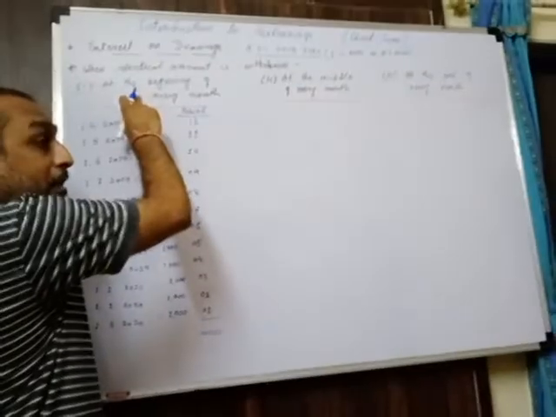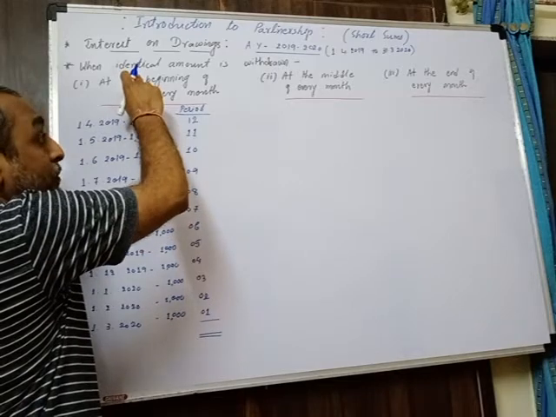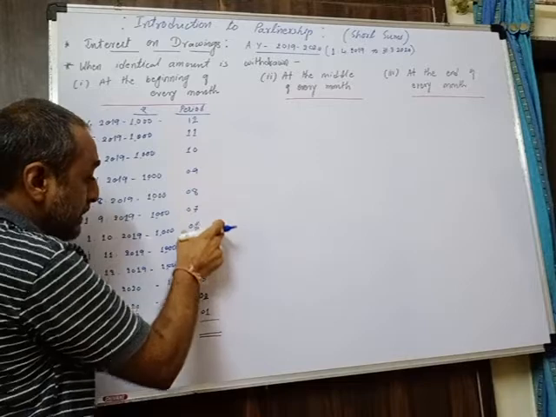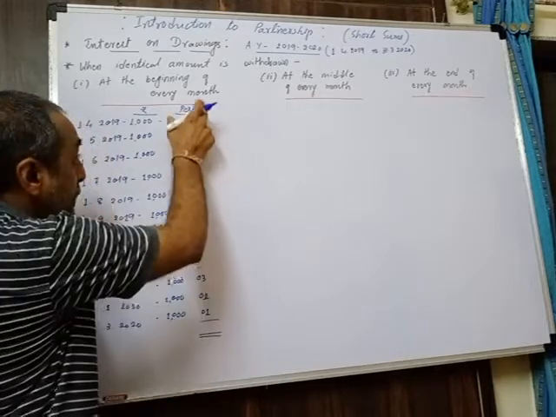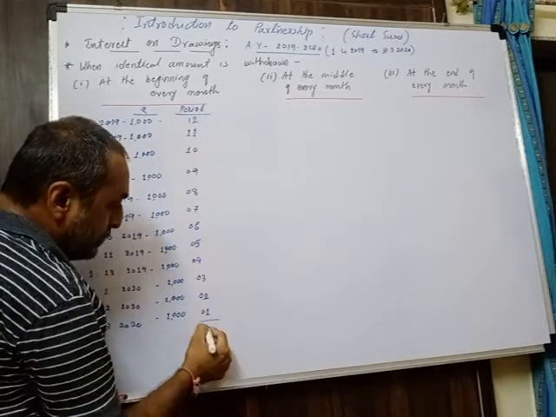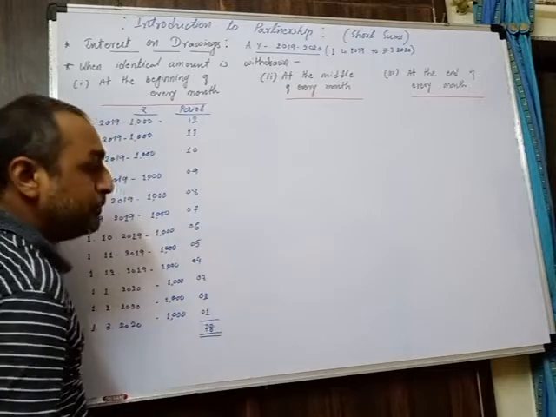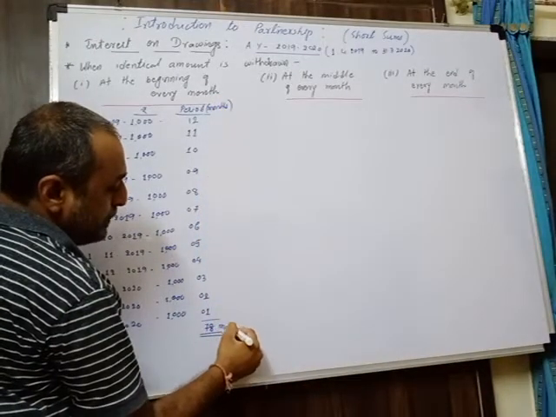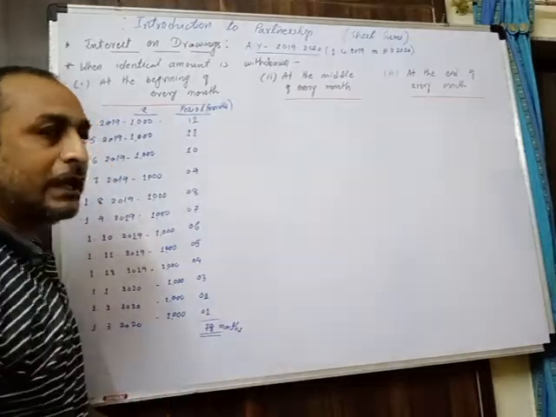So when drawings are made by the partner and an identical amount is withdrawn at the beginning of each month, the total interest period will be taken as the total of these values. That will come to 78 months. This is your number of months. This period is available in months, so that is a total 78 months period. Then I will show you how it can be calculated. This is the important thing which you have to keep in mind.